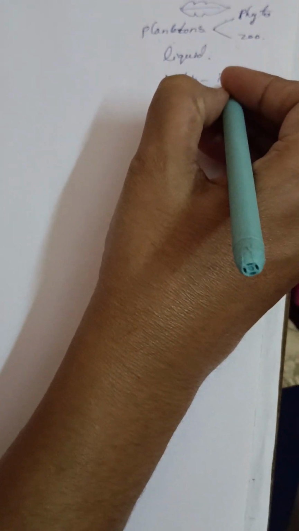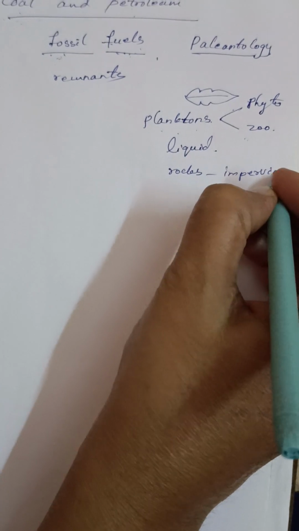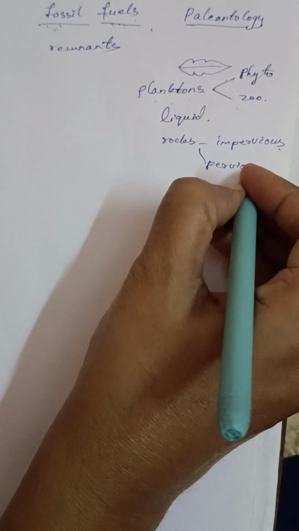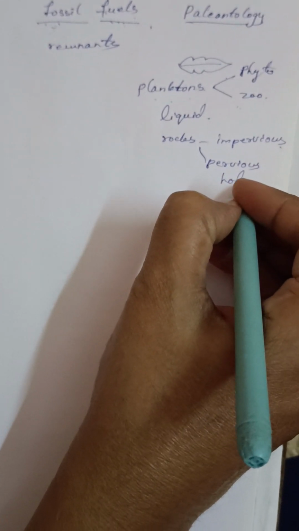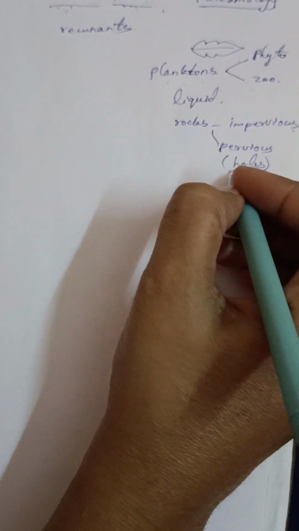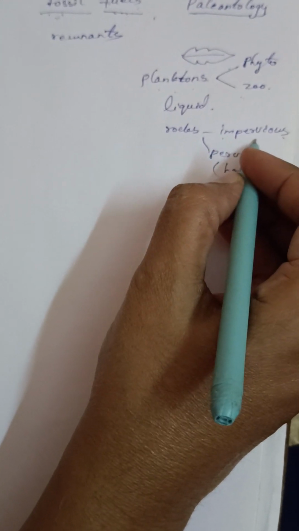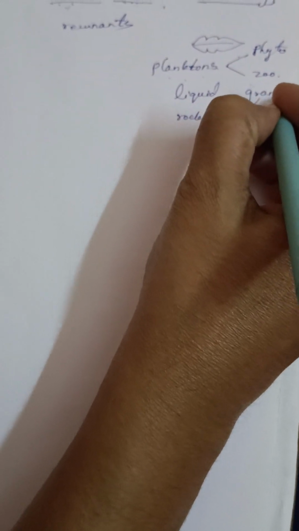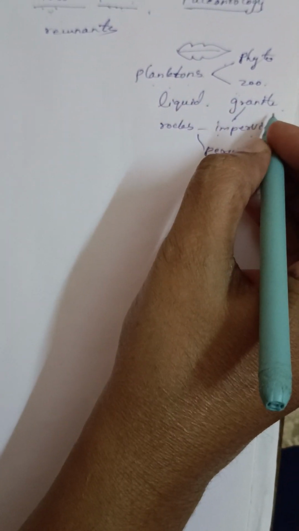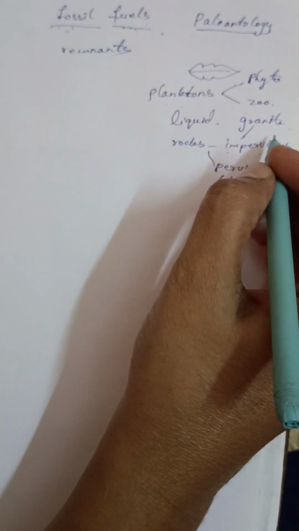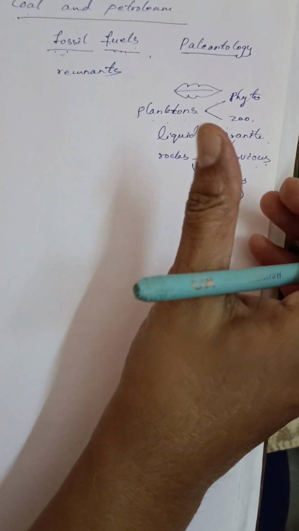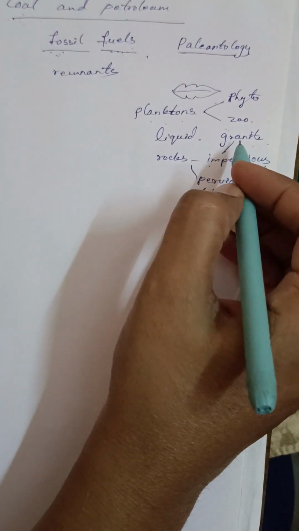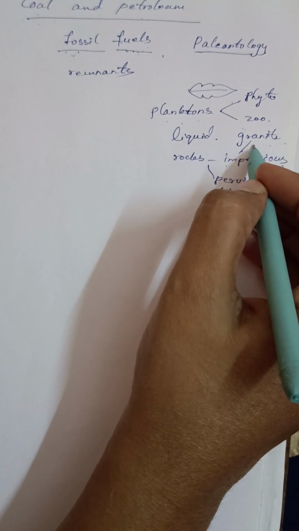Those types of rocks are called impervious rocks. We have two types of rocks, impervious and pervious. Pervious rock contains holes inside, so water can go inside, whereas impervious rock does not allow water to move inside. For example, take granite, which we use for laying roads and for constructing buildings. Everybody knows granite. It is very hard and will not allow water to go inside.